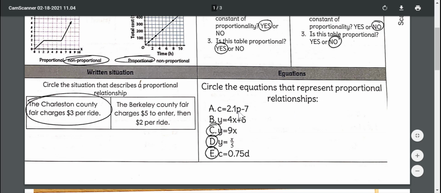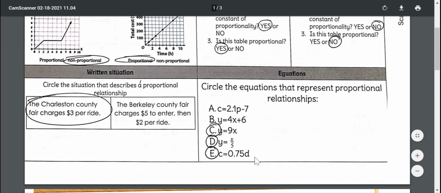Next, for equations, circle the equations that represent proportional relationships. So the first one, remember, it cannot have a plus or minus. It has to be a multiplicative relationship. So it's not A. And for the same reason, it's not B. Okay, C is a proportional relationship because your output is just 9 times your input, or it's a multiplicative relationship. D, this is the one that trips people up a lot. D is a proportional relationship because even though it says x over 5, we could also think of that like 1/5 times x. So x is being multiplied by the same number every time, so that is proportional.